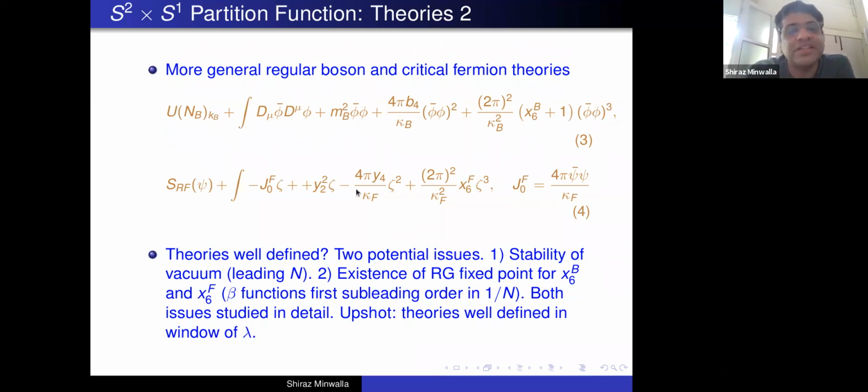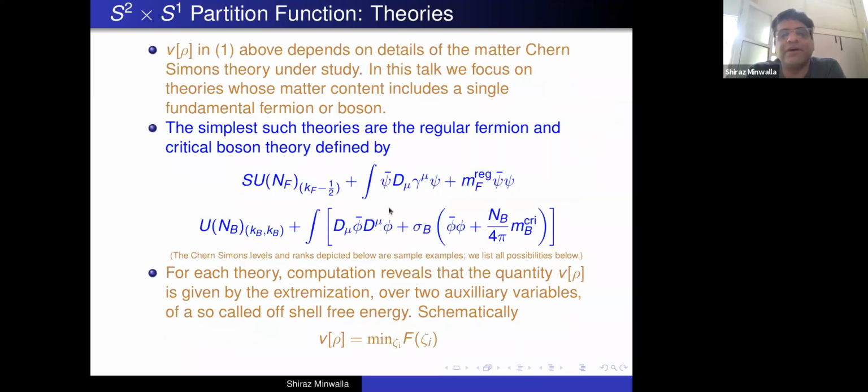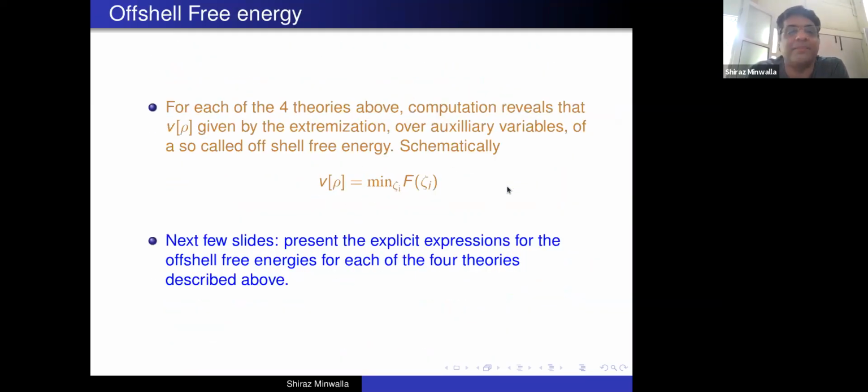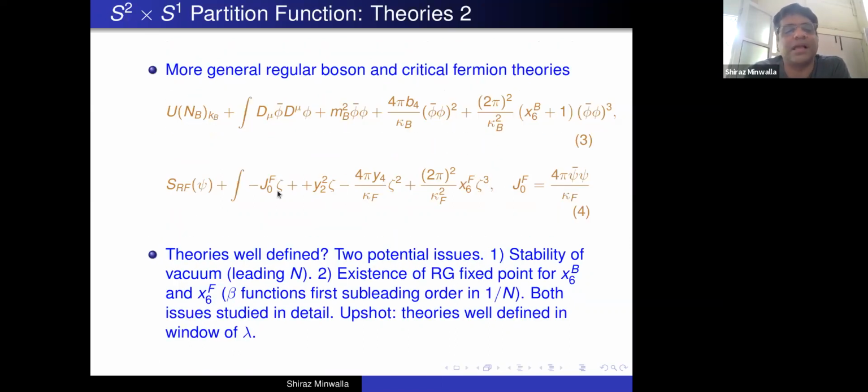Okay. And the dual to this is what people sometimes call the critical fermion theory, which is this regular fermion theory coupled to a Lagrange multiplier zeta that couples to psi bar psi, and then a potential for the zeta. These two theories are also conjectured to be dual to each other.